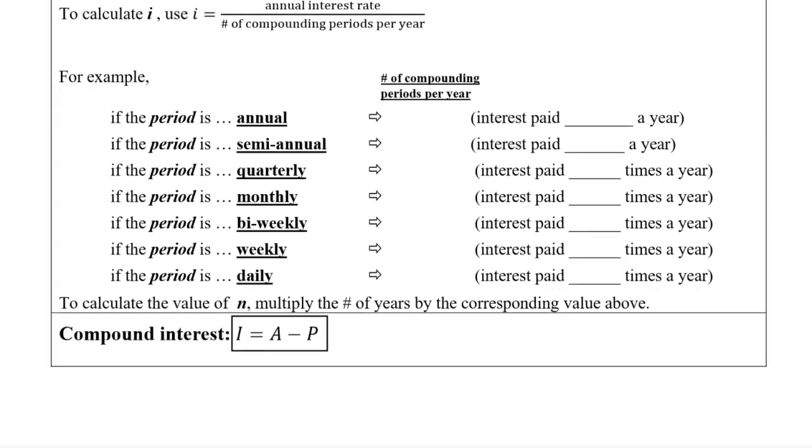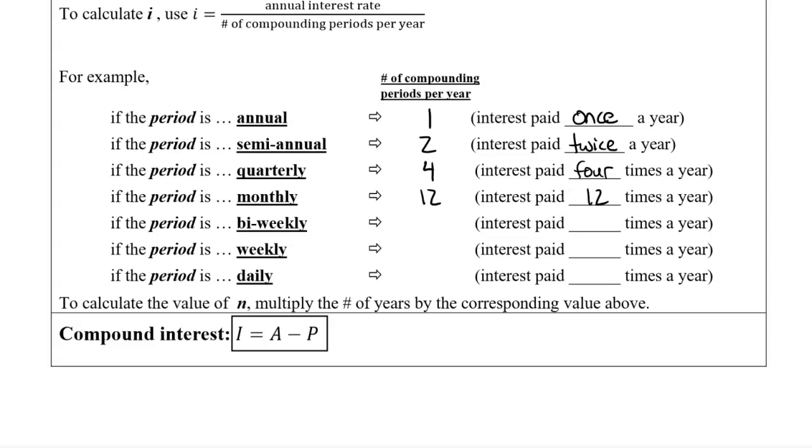So let's understand some things about the number of compounding periods per year. If the period is annual, that means there's 1 compounding period per year. Interest is going to be paid once per year. If the period is semi-annual, that means there's 2 compounding periods per year. Interest is paid twice per year. Quarterly means there's 4 compounding periods per year, means the interest is paid 4 times a year.